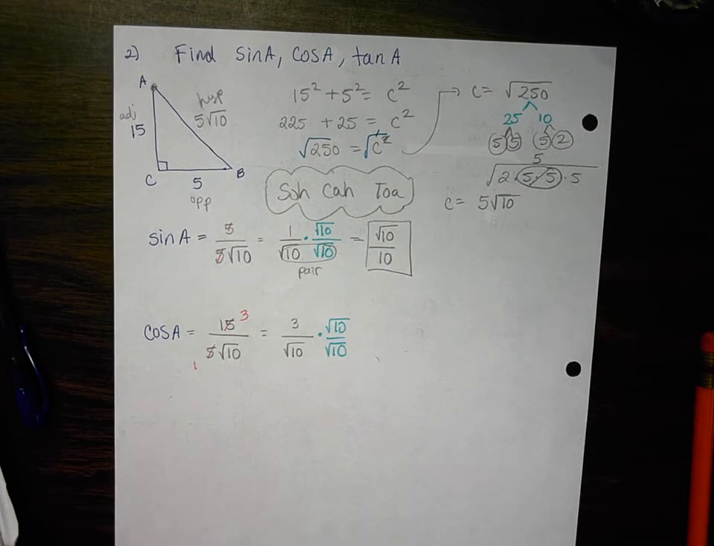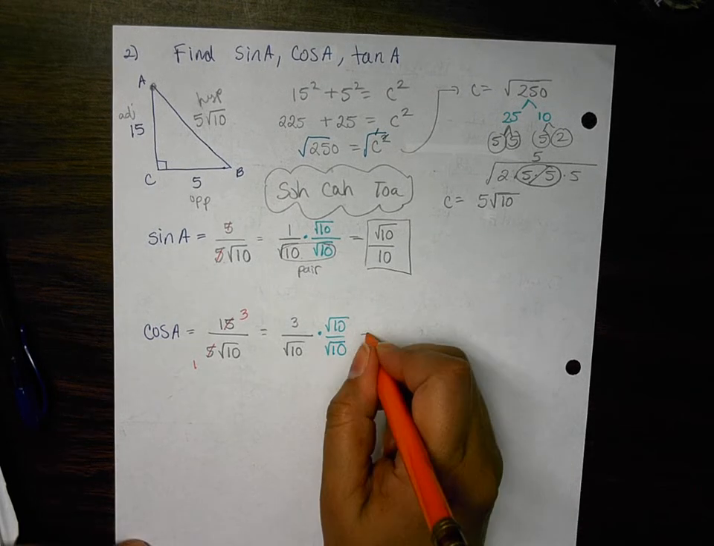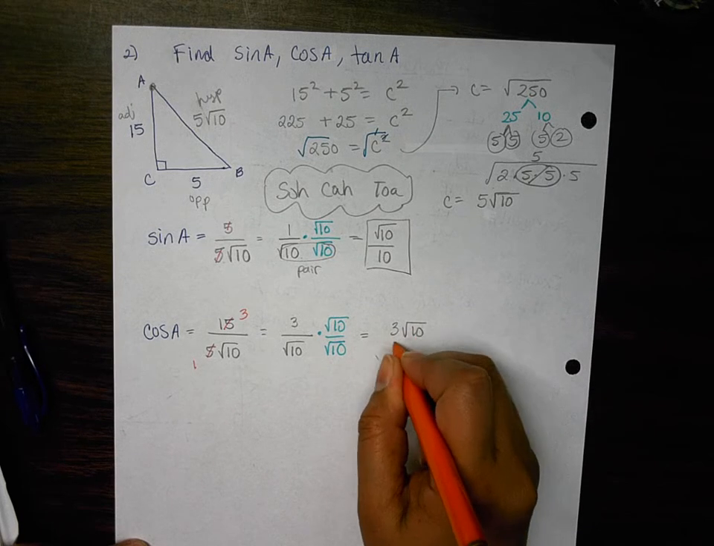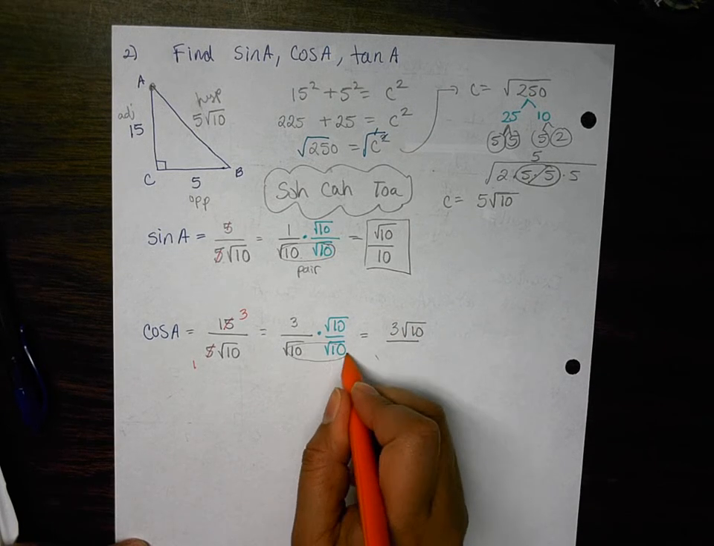Okay, what's 3 times root 10? 3 root 10 or root 30? 3 root 10, good job. Over, there's a pair here. What does that become? 10.